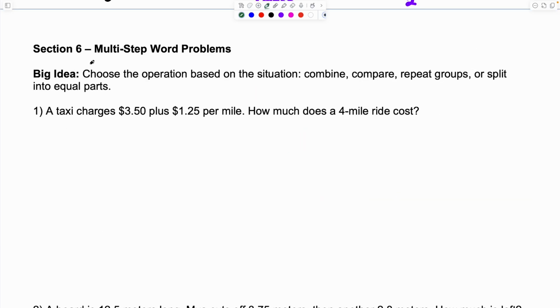So now we're moving on to section 6, the multi-step word problems. And the big idea for this section is to choose the operation based on the situation. We're either going to combine, compare, repeat groups, or split into equal parts.